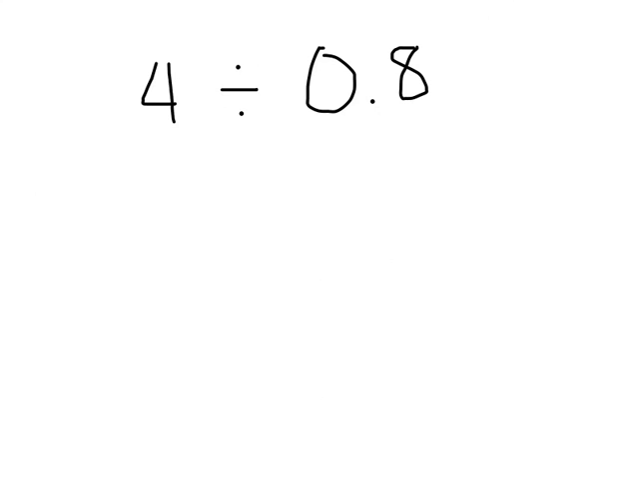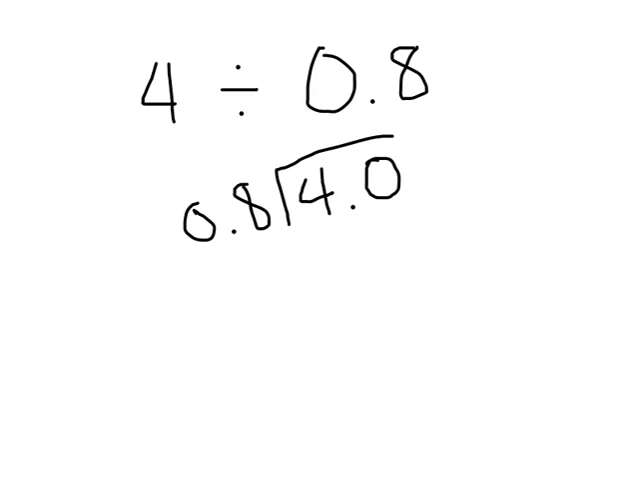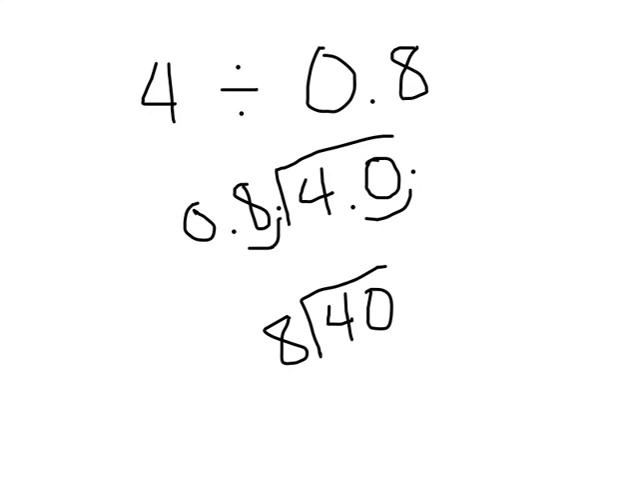Sometimes I'll start with a whole number. What's 4 divided by 8/10? Well, remember that that's the same as 4 and 0/10 divided by 8/10. The first thing I need to do is multiply by 10 over 10 to create a whole number division problem. I'm going to move each decimal once, and my new division problem is 40 divided by 8. What's 40 divided by 8? 40 divided by 8 is 5. So 4 wholes divided by 8/10 is 5.